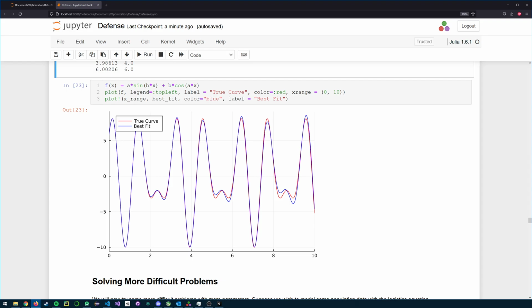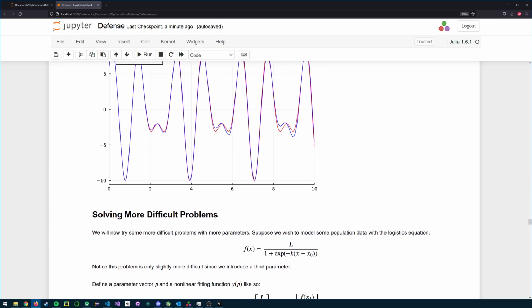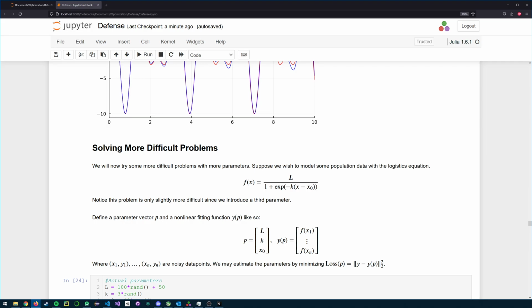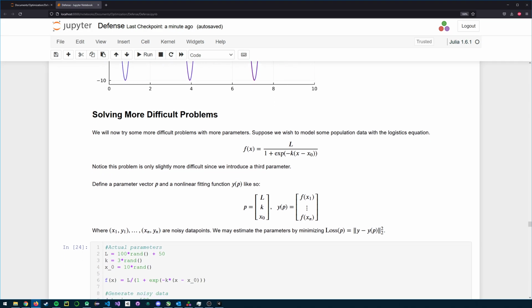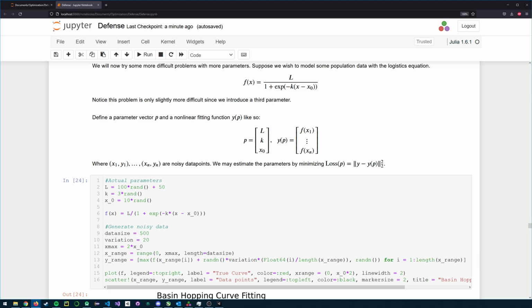Moving on, we can solve more difficult problems. Here maybe we want to have a few more parameters, in this case just one more. We maybe want to model some population data with the logistic equation. So we define some parameter vector P that contains all our parameters, and our loss right there. Then we minimize this loss function, which I've already shown. That's just a reminder here.